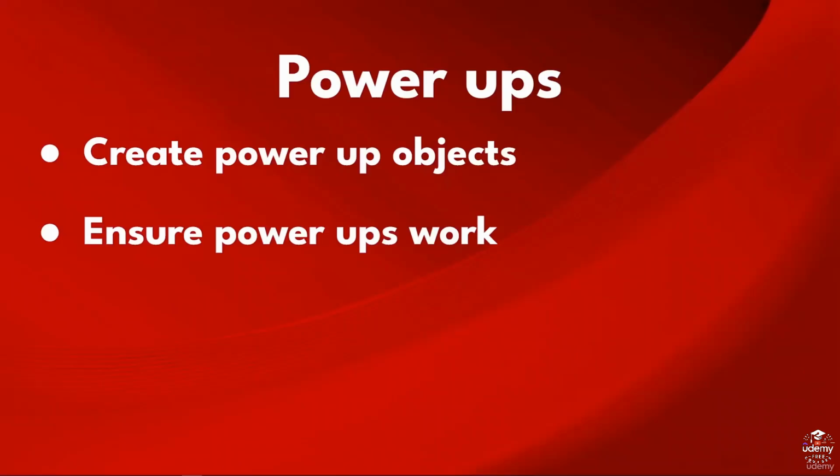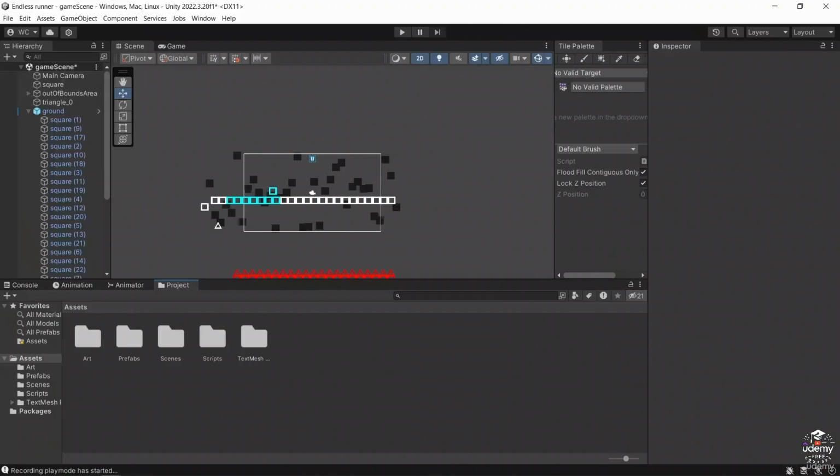All right. So in this section, we're going to go ahead and create the power-ups. We're going to create the objects themselves, and then we're going to ensure they're working correctly. Let's go ahead and jump right in. All right. Let's go ahead and create the power-ups. We're going to start off creating one for the double jump and then the other one for the gold. So let's go ahead and do that real quick.